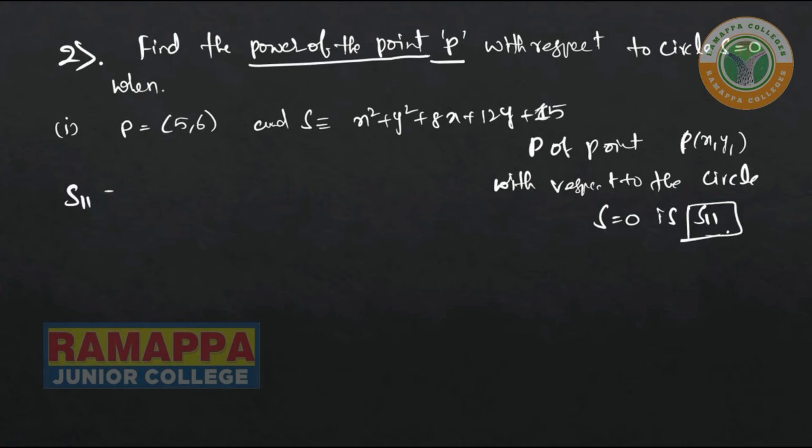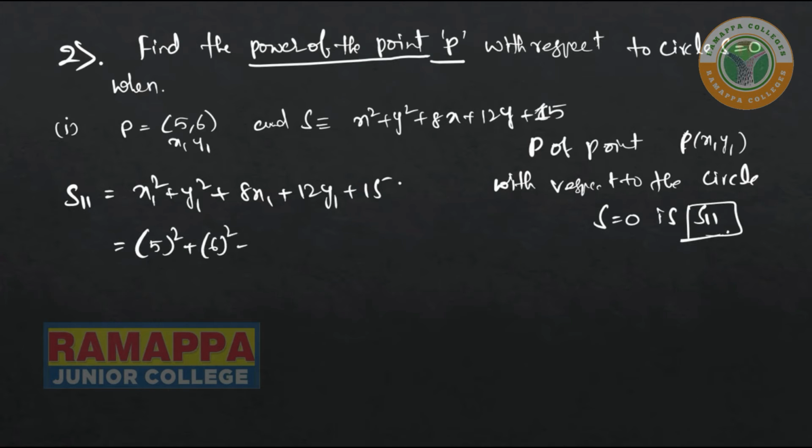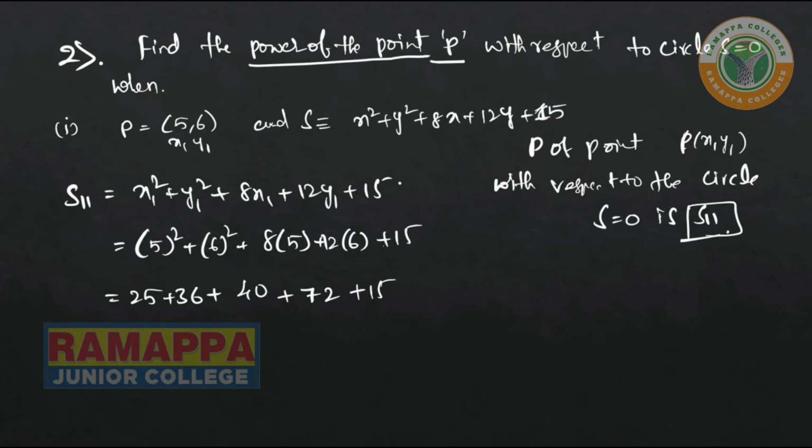So we know already S11 is equal to x1 square plus y1 square plus 8x1 plus 12y1 plus 15. In this we have to substitute x1 comma y1. Now x1 square is 5 square, plus y1 square is 6 square, plus 8 into 5, plus 12 into 6, plus 15. So 5 square is 25, plus 6 square is 36, plus 8 times 5 is 40, and 12 times 6 is 72, plus 15. Now the question is here.